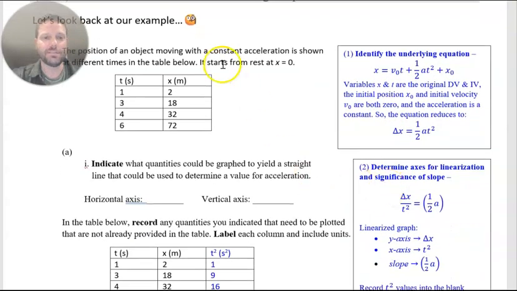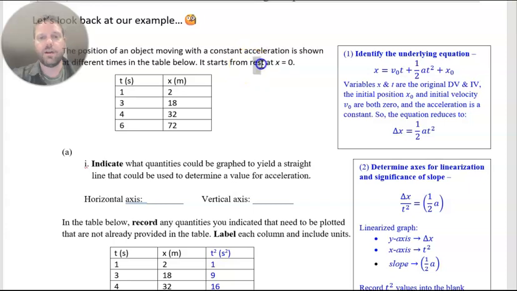So we're going to go back to the same example that we did before. The context is that the position of an object that's moving with a constant acceleration is shown at different times in the table below. It's starting from rest, so it's starting with a speed of 0 at a position of 0. So the underlying equation here is going to have to be something that has x and t.